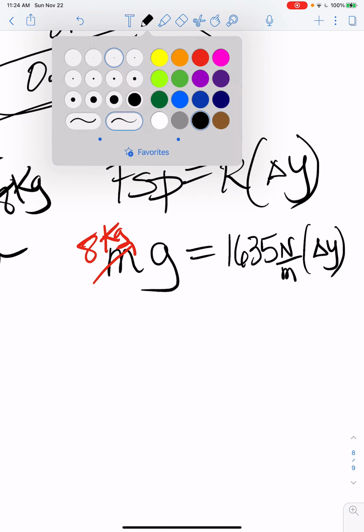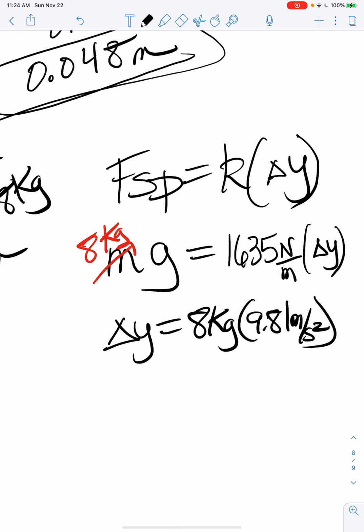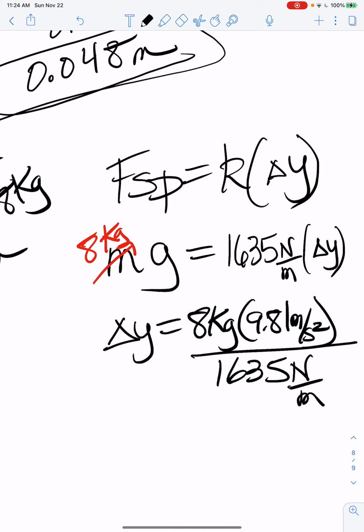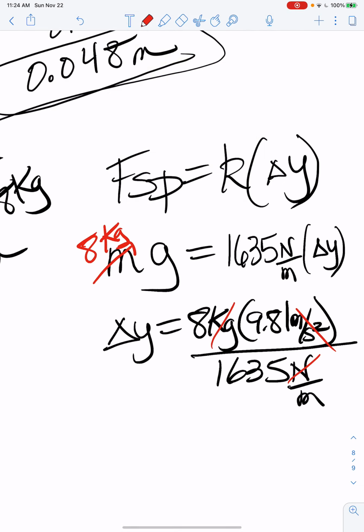So what I'm saying then is delta Y is equal to 8 kilograms times 9.81 meters per second squared. That's going to give us newtons on top, divided by 1635 newtons per meter. Newtons are going to cancel, right? Kg meters per second squared is a newton. Cancel the other newtons. Meters floats to the top because you multiply by the reciprocal of a fraction on bottom. This is a fraction on bottom. So meters ends up floating up to the top.